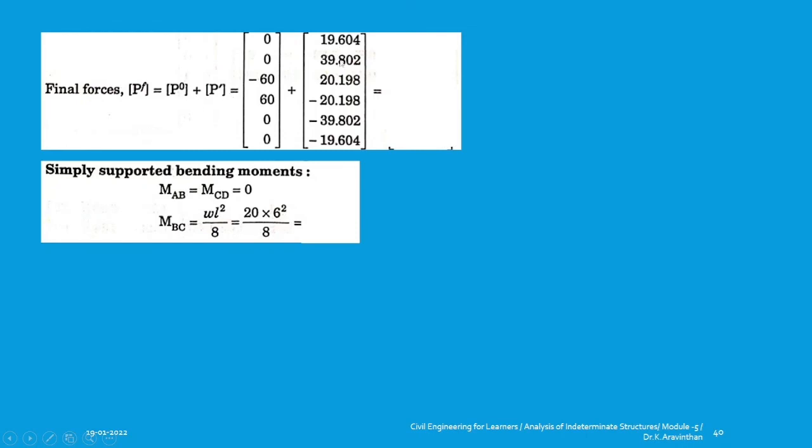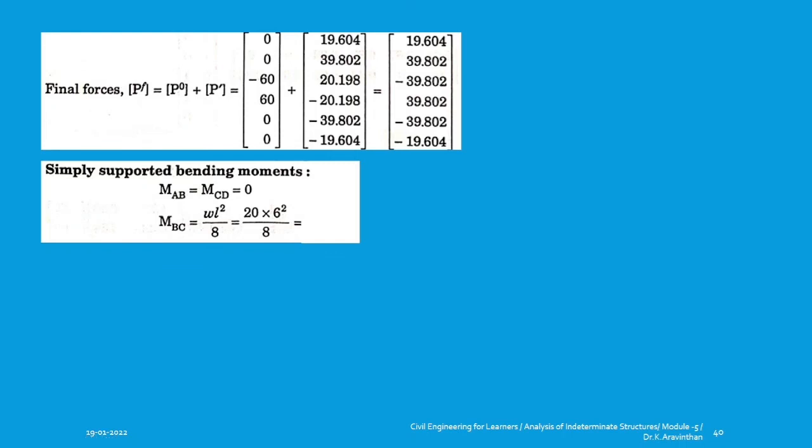So P dash value you currently got here, and P naught is the fixed end moment. You can add all the values. So 0 plus 19.604 will be 19.604, and 0 plus this value will be same. Minus 60 plus 20 will be 39.802, and plus 60 minus 20.198 will be this value, and you can see that you got the final negative bending moment.